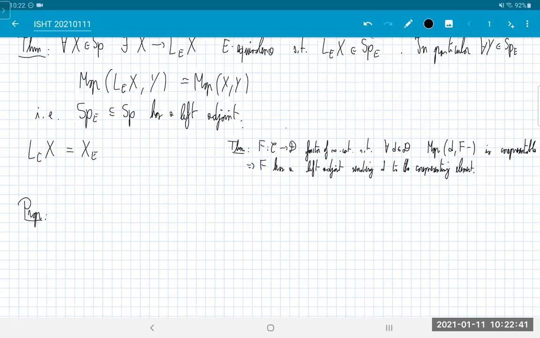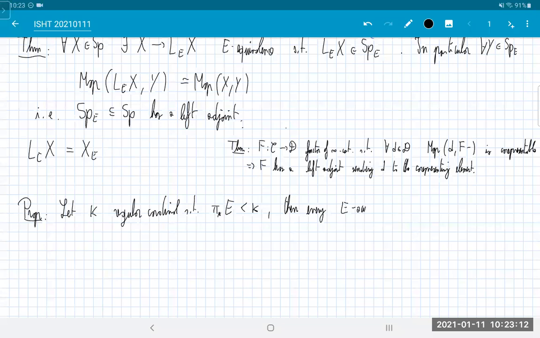Okay, so we need the following proposition. Let kappa be a regular cardinal such that pi_* E is less than kappa. And I may or may not have to assume that kappa is uncountable here; I'm not very interested in that. So then every E-acyclic spectrum is, in fact, a kappa-filtered colimit, although we only care that it is a colimit, of kappa-small E-acyclic spectra.